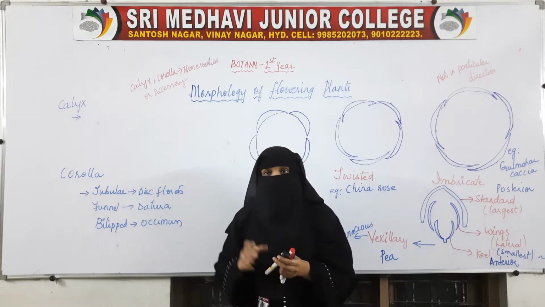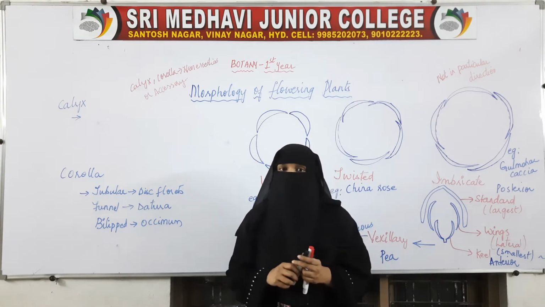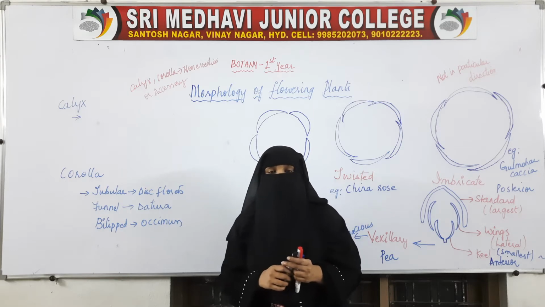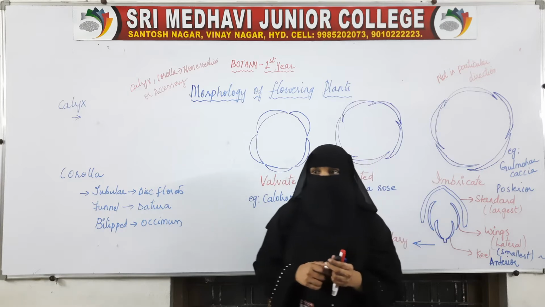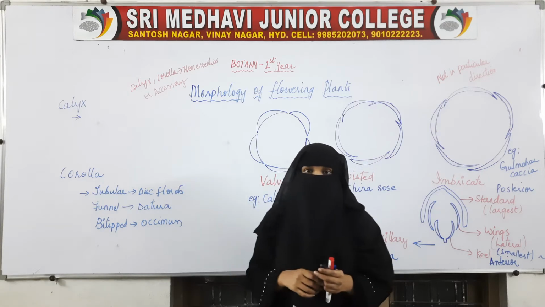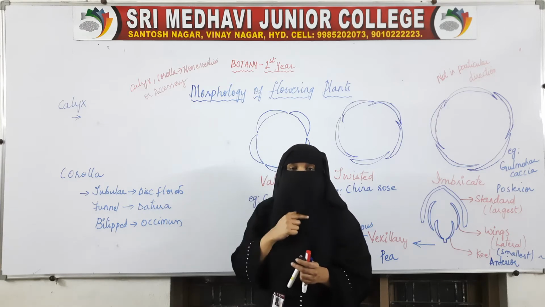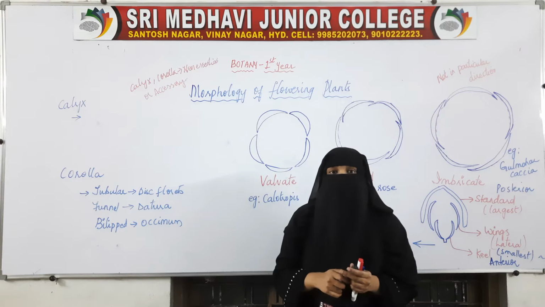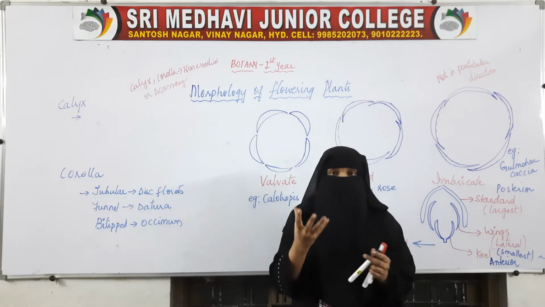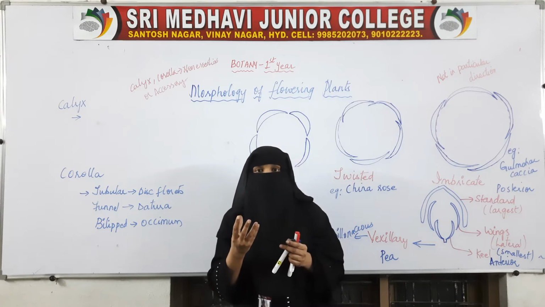Reproduction is mainly done by the androecium and gynoecium, which is why they are called the essential or reproductive organs, and calyx and corolla help them. That is why they are called accessory, or even non-essential organs. So now coming to the calyx first.